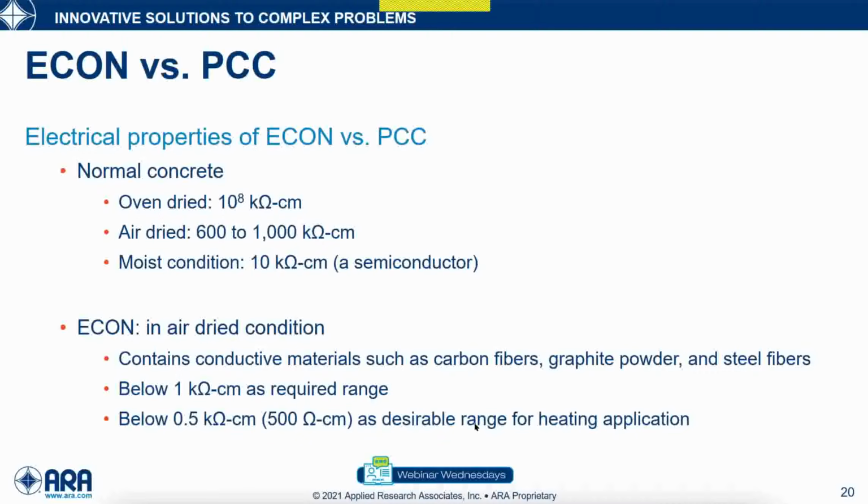So the good value that we see on the electrical resistivity for the ECON system should be below 1000 ohm centimeter to provide sufficient heat generation. Normal concrete has very high electrical resistivity, so you will not achieve any heat generation if you connect it to the power supply. So I want to mention that the main property that distinguishes an ECON mix from normal concrete is electrical resistivity. We are trying to achieve low electrical resistivity by adding conductive material, and in this study we use carbon fiber.